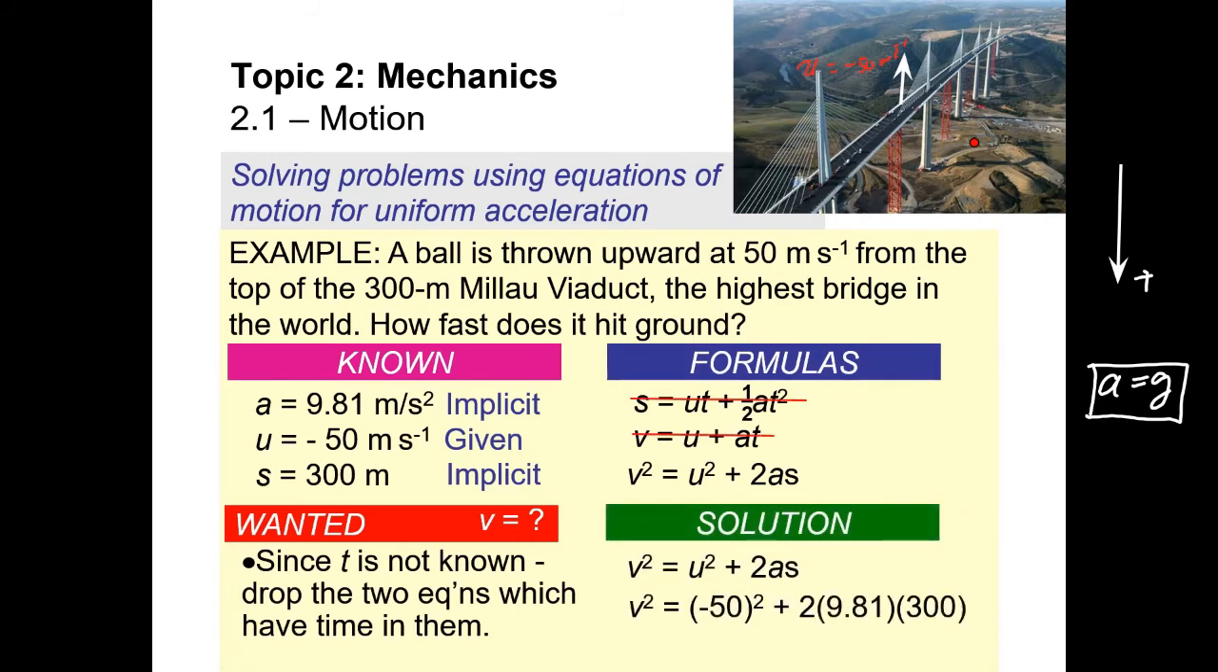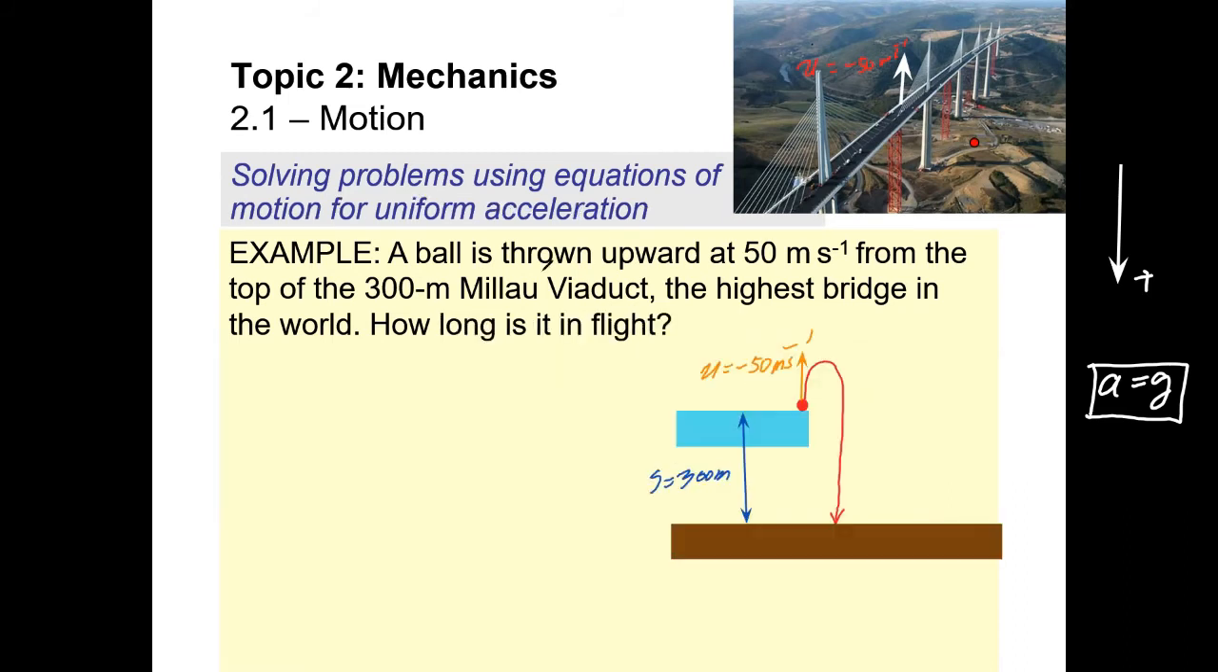Solution. Final velocity squared equals initial velocity squared, minus 50 squared, plus 2 times acceleration due to gravity, 9.81, times the displacement, 300. And we get 91.5 meters per second. How long is it in flight?